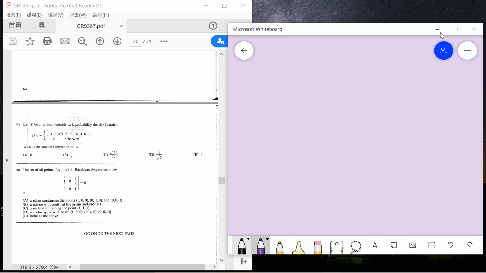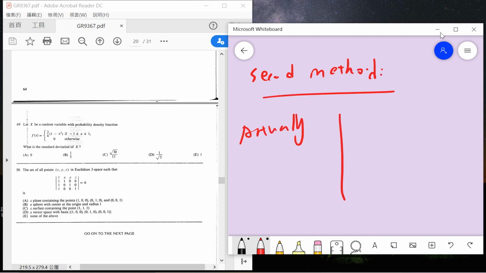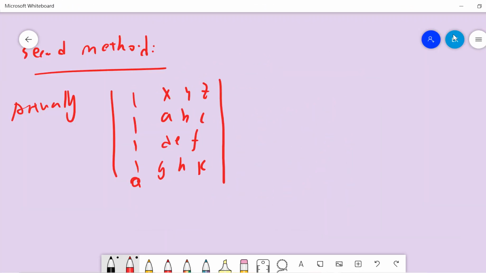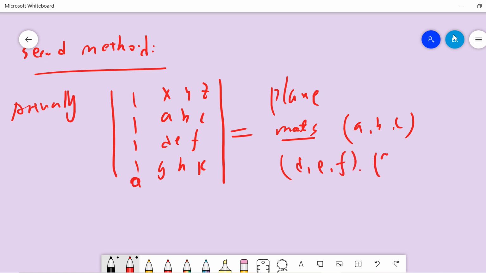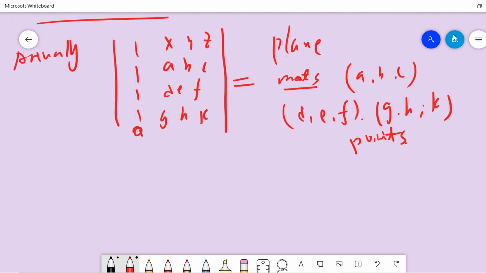So let me show you the second method. Actually, for any form like this, with rows 1 1 1 1, A B C D E F, G H K, and x, y, z, this is the plane that meets the points A B C, D E F, and G H K. I should use 'meets' or another type of verb. So this is the answer. But how do we show this?